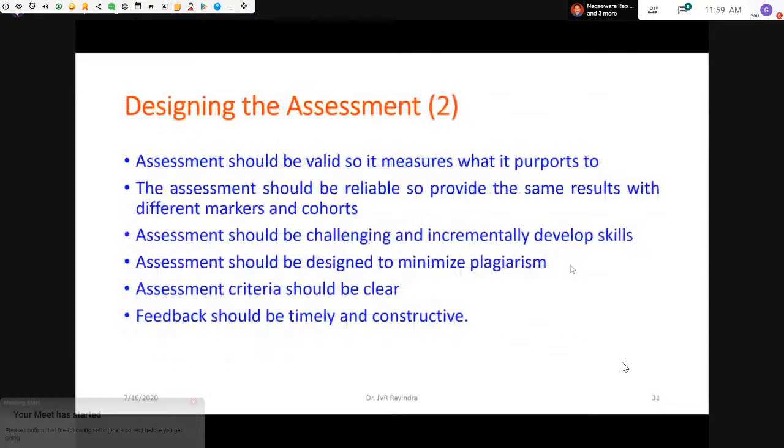Now, designing the assessment. So that's what I said. Your assessment should be challenging, there is no doubt. It should be valid, so it measures what it is supposed to. I'm sorry, there is a spelling mistake. The assessment should be reliable, so it provides the same results with different markers or jurors. And then minimize the plagiarism. This is another point: assessment should be designed to minimize plagiarism.